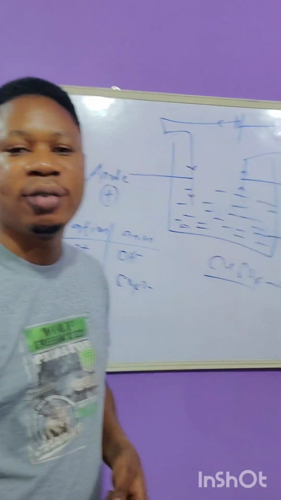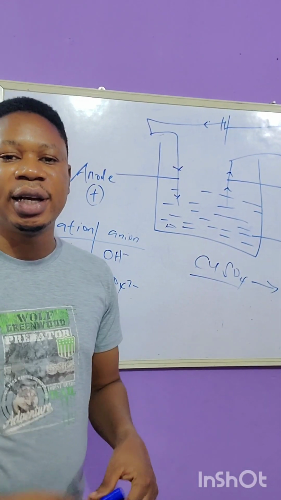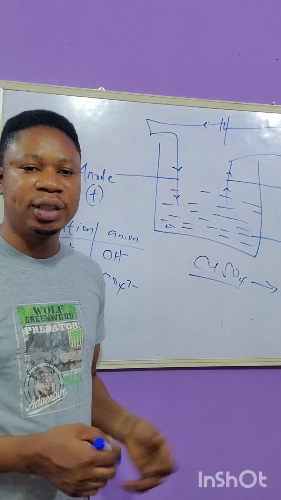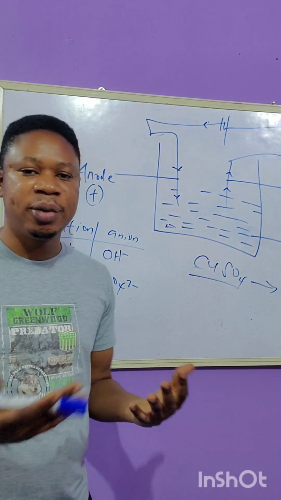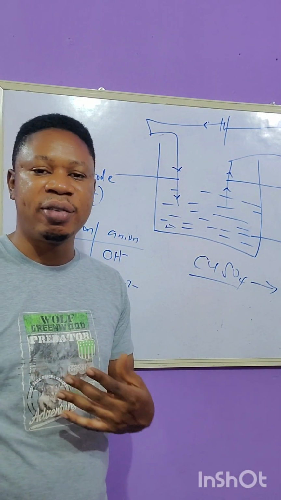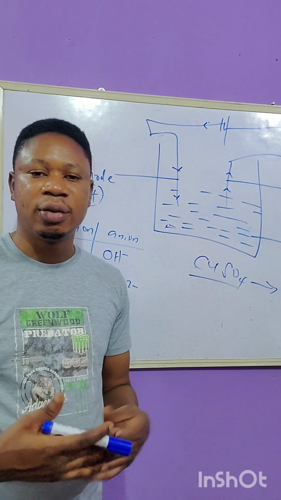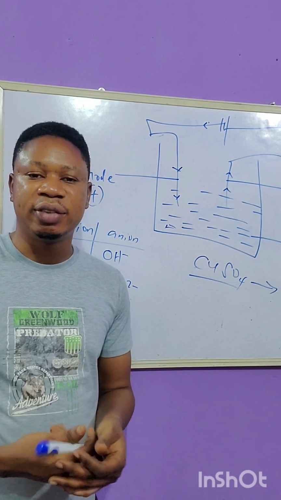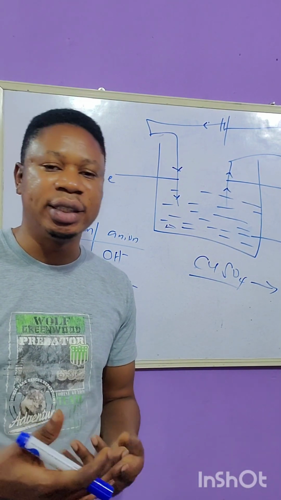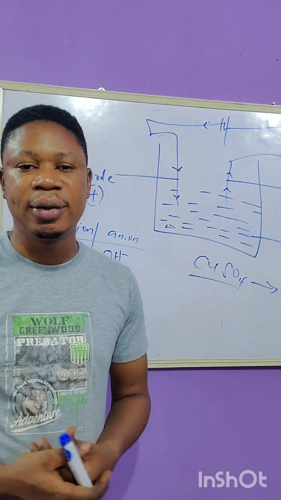All right, so let's move on to another aspect, which is the preferential discharge of ions during electrolysis. Now, what does this talk about? The word preferential means having preference for something over another thing. For instance, if I have preference for rice, I prefer rice to spaghetti.